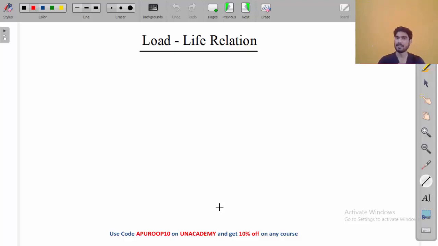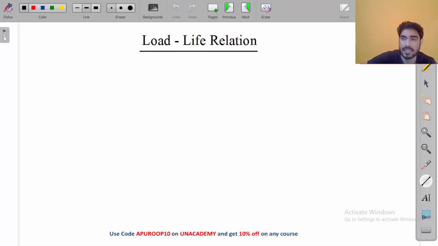The life will be different. And if you are applying 20 kilonewton, then the life will be different, right? Whatever load is acting on the bearing, what is the second primary objective of bearing? I told you two primary objectives. First is to support the load and second is to reduce the friction, right? So it is subjected to some load. Whatever load is acting on the bearing, if you increase the load, the life will decrease. So there is some relation between life and load. At different load, the life will be different. So what is that relation, my friend?